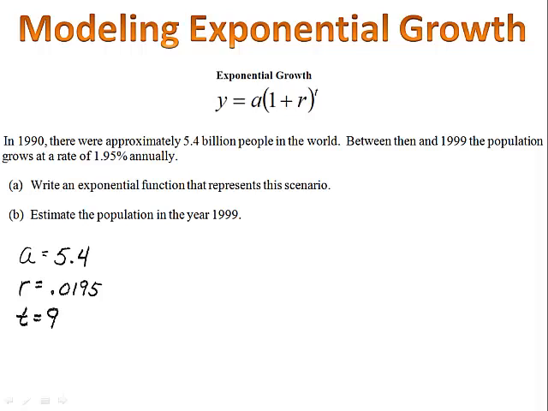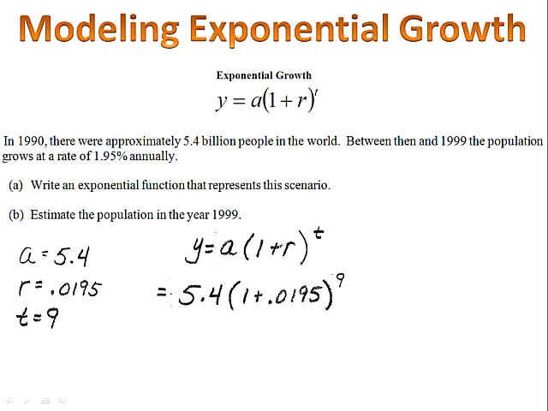Now, please write the formula, substitute the numbers in, and estimate the population in the year 1999. Then come on back, we'll see how you do. When I substitute those in, I end up with 6.425 billion as my population.